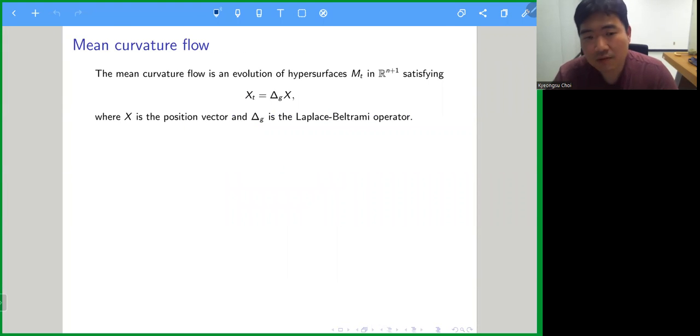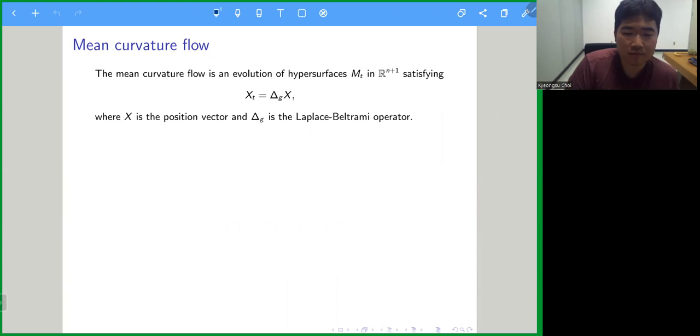Okay, so mean curvature flow is the evolution of hypersurfaces, say in Euclidean space. In this talk we only consider embedded hypersurfaces, satisfying the heat equation x_t equals Laplacian of x, where x is the position vector and the Laplacian is the Laplace-Beltrami operator. Here I write delta_G, but in what follows I just write delta for simplicity.